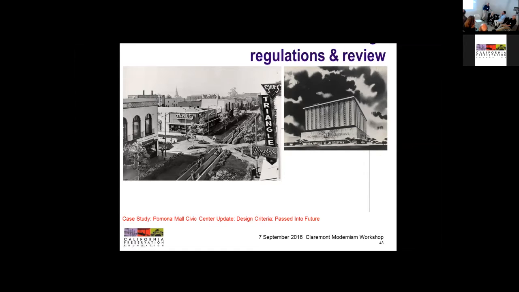There was a big effort to remake downtown Pomona and modernize it. Not only was this bank done, but there were other modern banks built in Pomona at the same time, one by Kurt Meyer, in fact. So it was remaking the whole face of Pomona at the time. So that's really why.